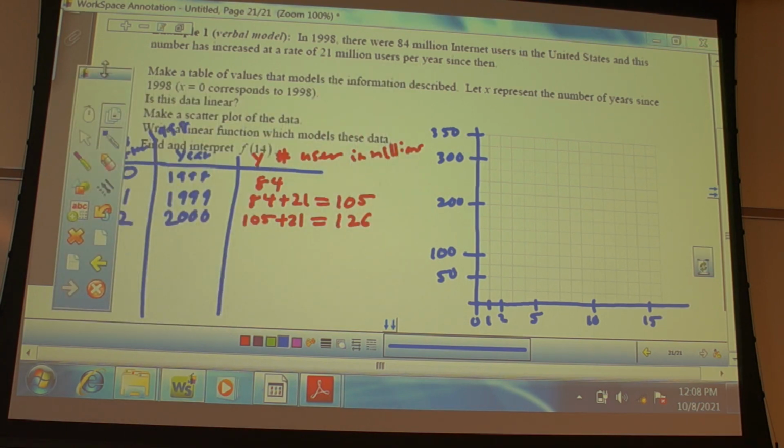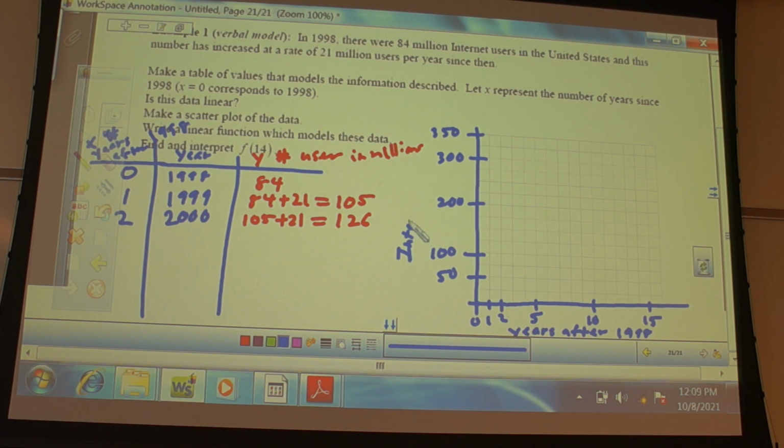So what does the bottom stand for? This is years after what year? 1998. Deja, what does the y-axis stand for? Users? Yep. Internet users. Technically it's internet users in the millions, but we won't focus on that for this, just get the points down.